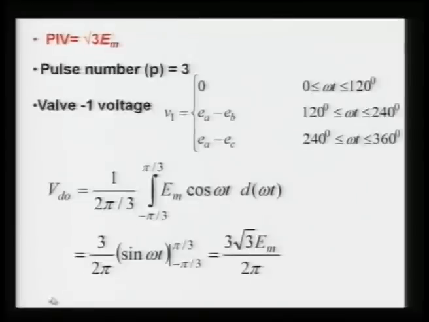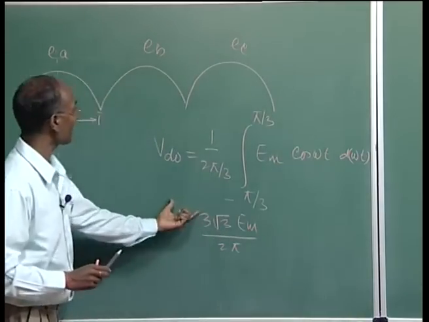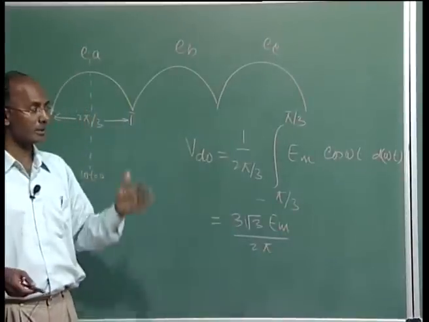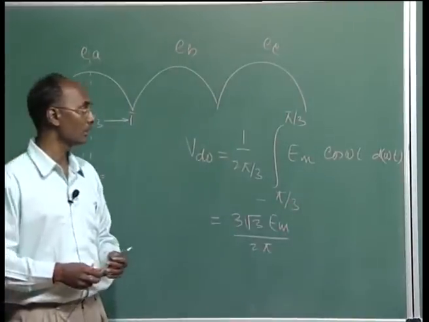Moreover, in this whole analysis, we are now going to generalize. This is for the case of 3 pulses in one cycle. Later on, we will see the 6 pulse and also the 12 pulse.